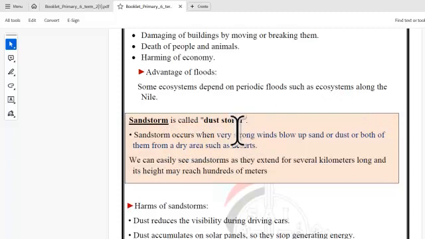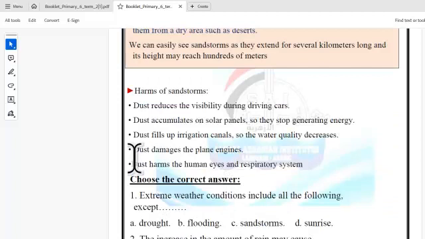Sandstorm is also called dust storm. Sandstorm occurs when very strong winds blow up sand or dust or both from a dry area such as deserts. We can easily see sandstorms as they extend for several kilometers long and their height may reach hundreds of meters. Harms of sandstorm: dust reduces the visibility during driving cars.